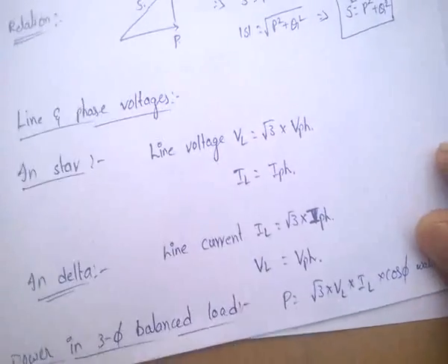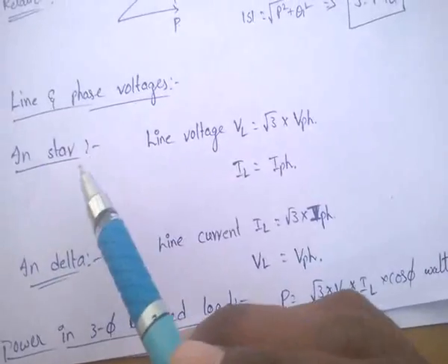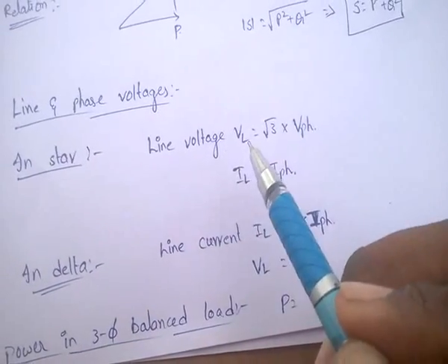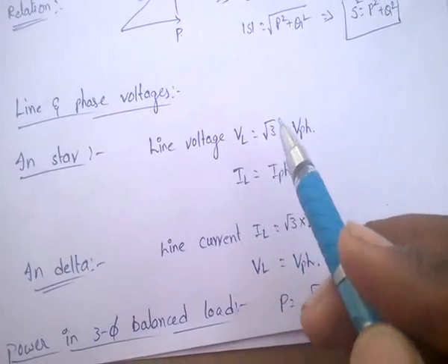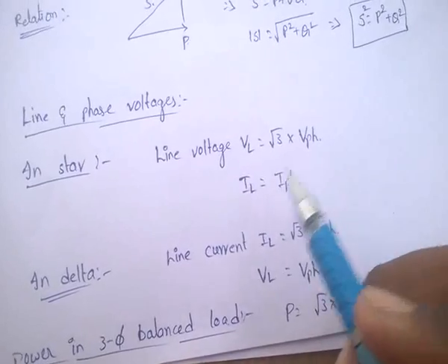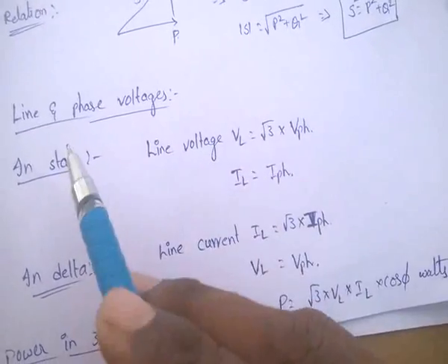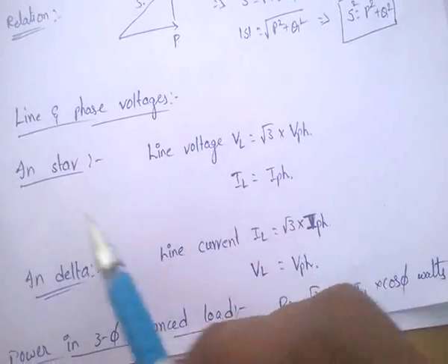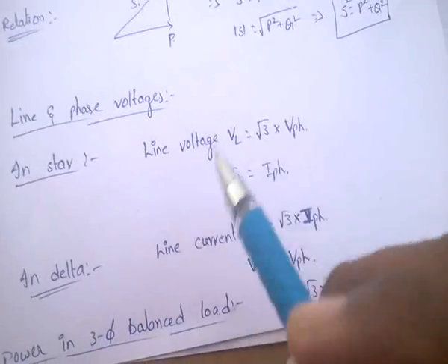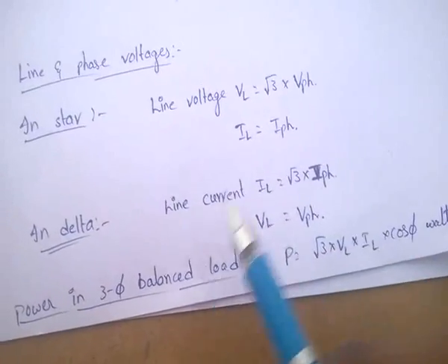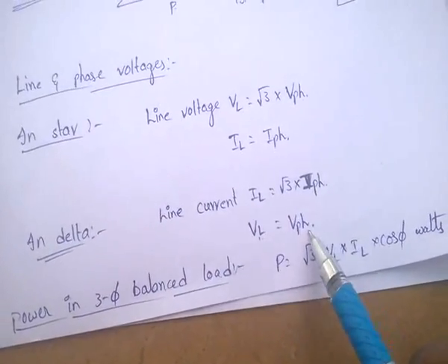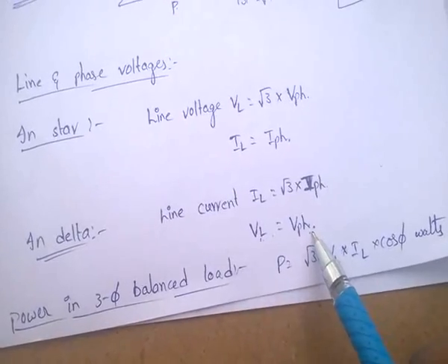Now line and phase voltages. In case of star connection, line voltage, that means VL, equal to root 3 into V phase. IL equal to I phase. In case of star connection, line current equal to phase current. In case of delta connection, line voltage equal to phase voltage.